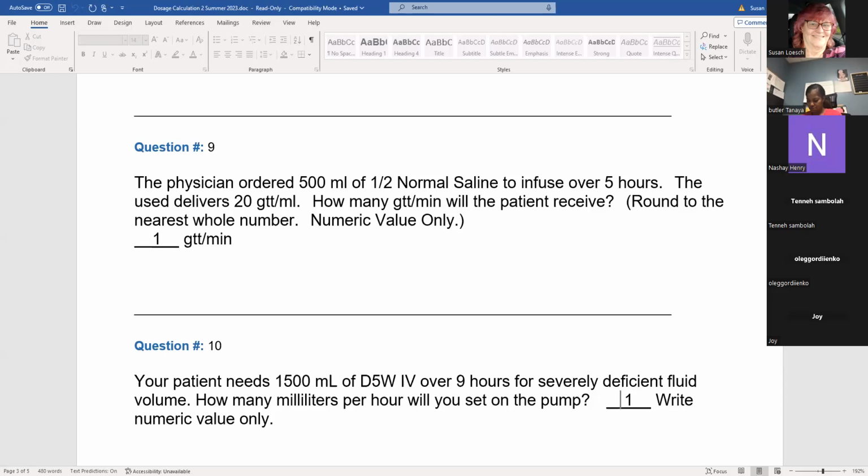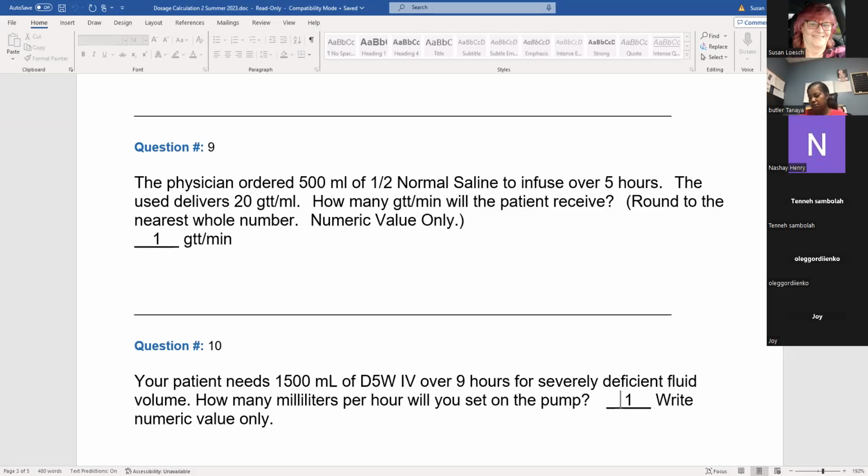Hey, look at number 9 here. So you have 2 orders here, okay? Usually, unless it says it's running in the same line, it's running in 2 separate lines. So this one wants you to calculate your IV piggyback and your normal saline. Okay? What's it asking us for? What are we going to end up with? How do we set the pump? This is for 9.